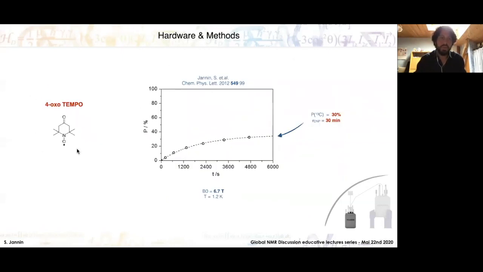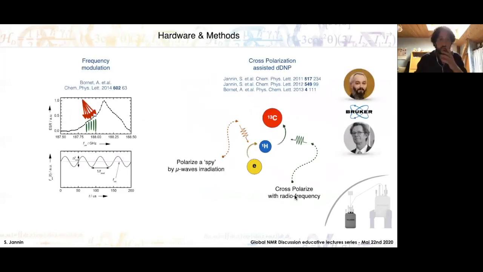You can also use nitroxide radicals that are widely used in MAS DNP. But if you do that, even at high field, 6.7 Tesla, you get only 30% polarization with a build-up time of 30 minutes. So nitroxide radicals are not good for polarizing carbon-13 directly. But what we've been working on in Lausanne, together with Jeffrey Bonenhausen and Aurélien Bornet, is how to improve the polarization of protons, and then to use CP, which is widely used in MAS DNP conditions.